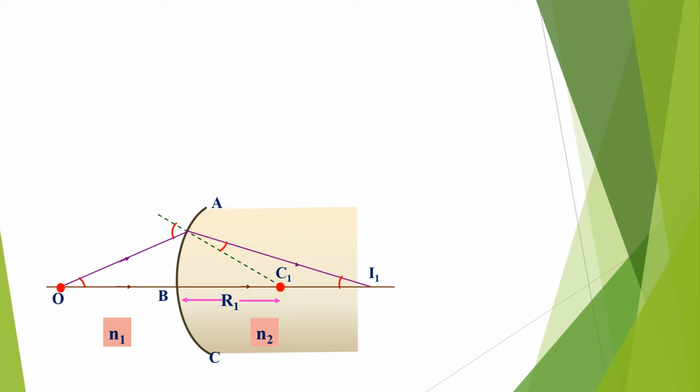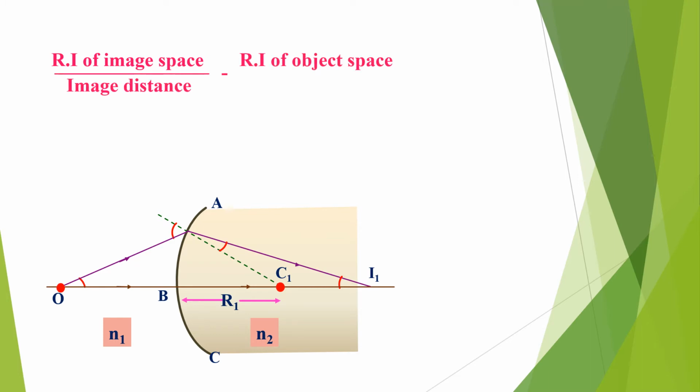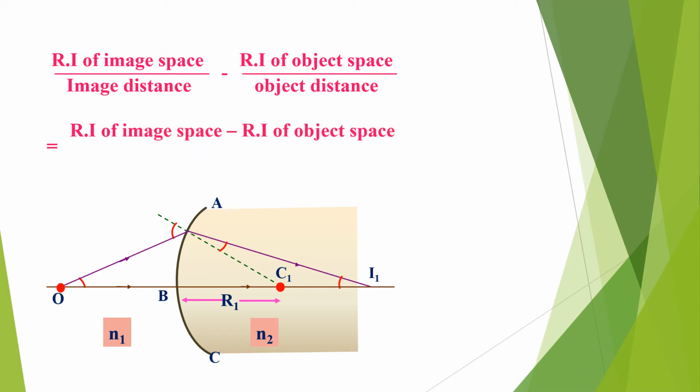By the laws of refraction through a spherical surface, the final result we got is: refractive index of image space divided by image distance, minus refractive index of object space divided by object distance, is equal to the difference in the refractive index of image space and object space divided by the radius of curvature. That formula we are using here to solve this.